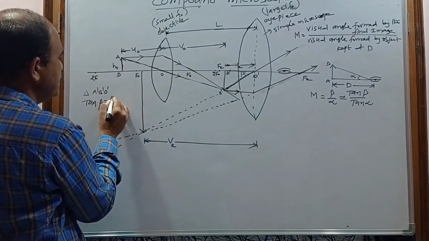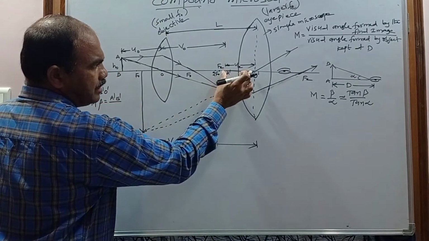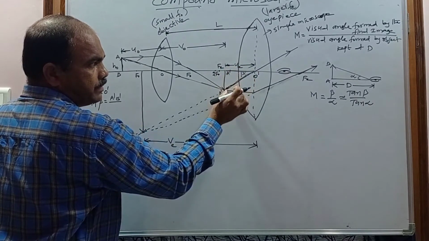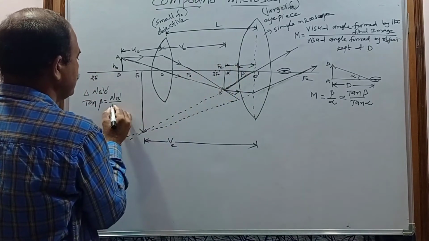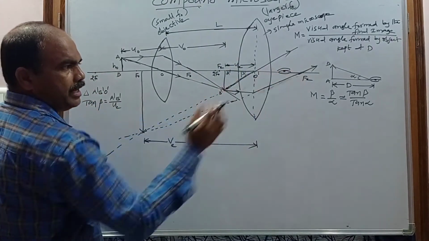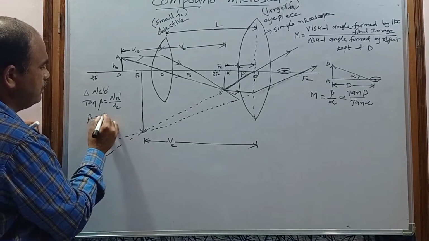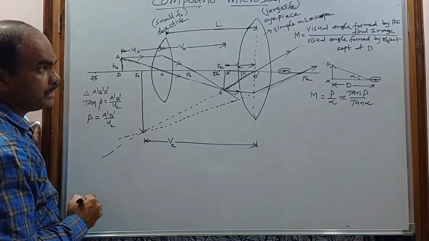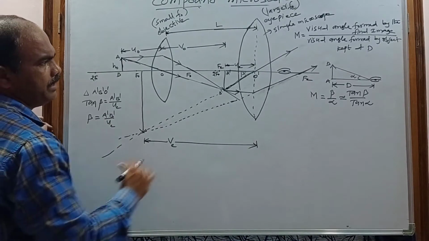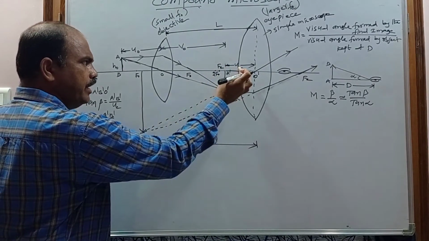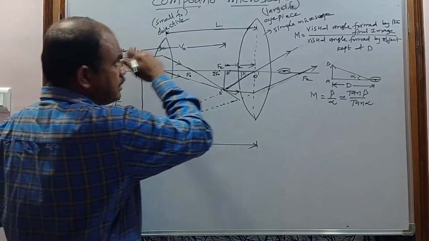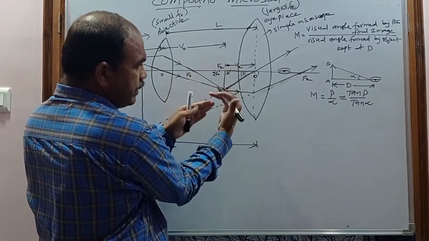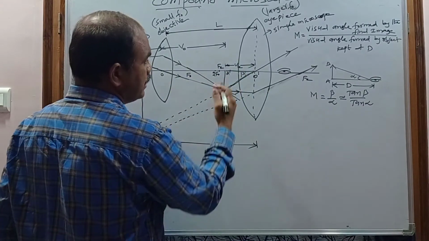What is the opposite side? A dash B dash. The adjacent side is the object distance, that is, the object distance of A dash B dash for the eyepiece, which is U suffix E. But tan beta can be taken as beta. So beta equal to A dash B dash by U suffix E. But when we apply the sign convention, A dash B dash is negative, and U suffix E is also negative, because this is the incident ray direction. The light is coming in this direction, and A dash B dash is below the principal axis. That's why it is negative.